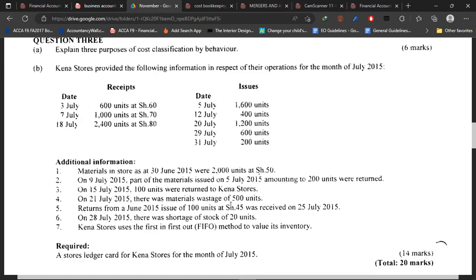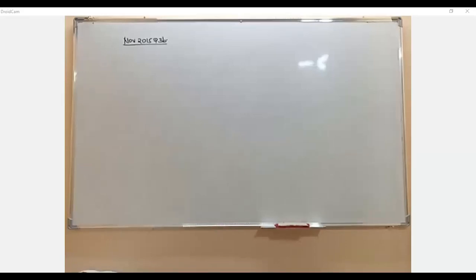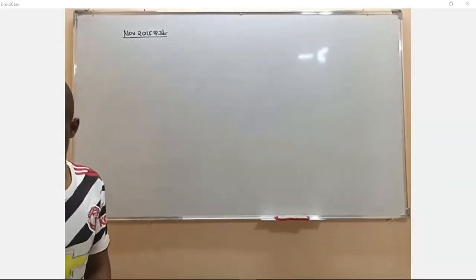So let us go back to the board, and I know that this link for the questions, you have it. So we are doing the November 2015 question here. You can open the question so that you can flow together. Remember, we have been told to come up with a store ledger card, right? We discussed the store ledger cards.